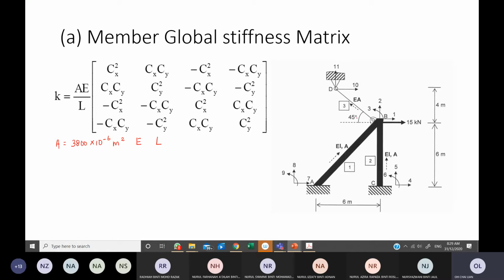So the horizontal length of the dB is not given, but you have a 45 degree angle here. So we can know how much this horizontal dB is. Can you calculate? This is 45.